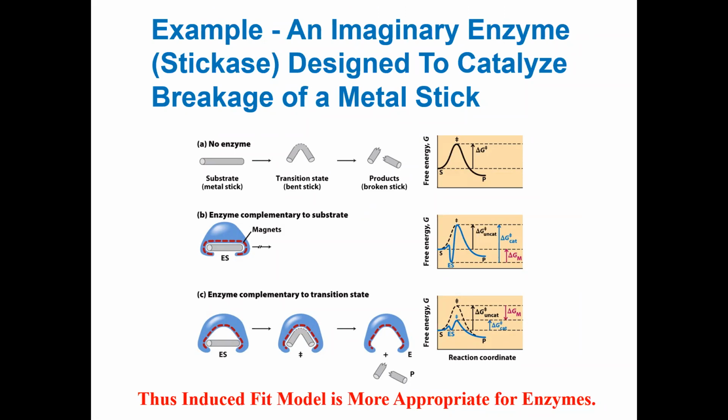Now, this is an imaginary enzyme. Let's say you have to catalyze a hypothetical reaction. That hypothetical reaction is you take a substrate, which is a metal stick, and you want to break that metal stick into product, which is two broken sticks from the middle. If you do not have an enzyme, obviously you will take two ends of the metal stick and try to bend it, right? So your transition state of that reaction might look like this, where on the top face of this metal stick, there will be some metallic bonds that are broken.